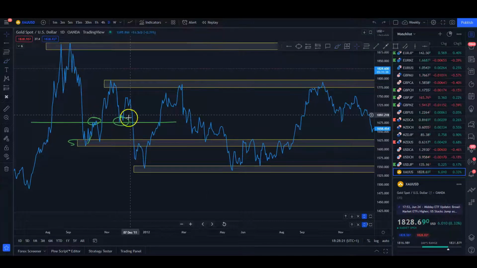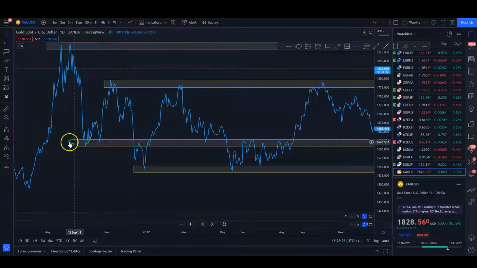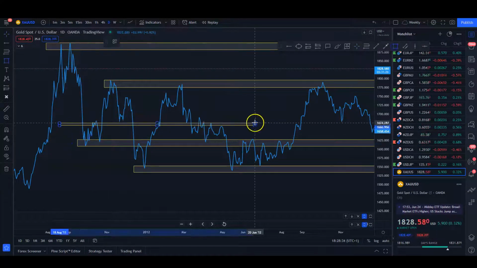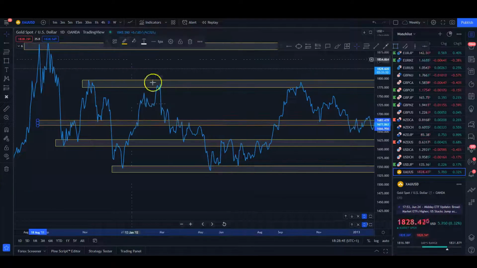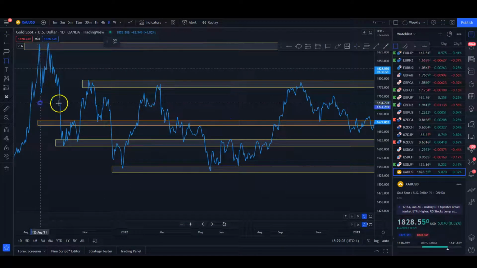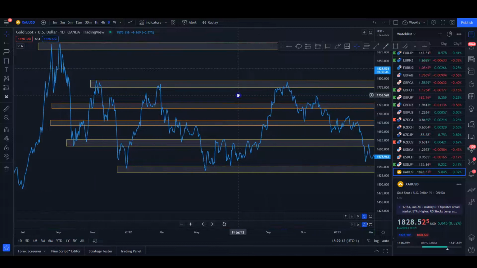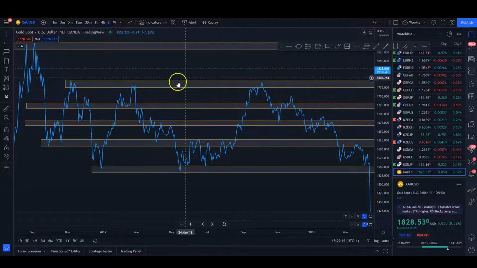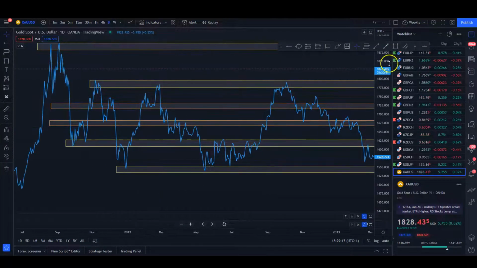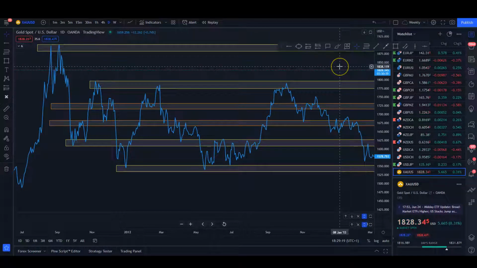Let me now draw in some key areas in this level and speed this up so you can see. Okay, so now that we've got some areas marked up, what we'll do is go across and have a look at how these played out.